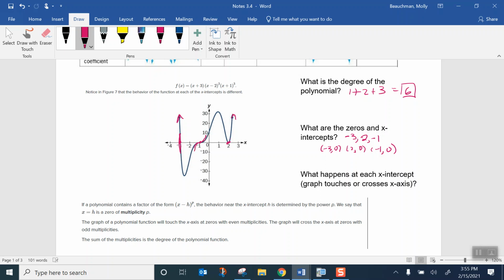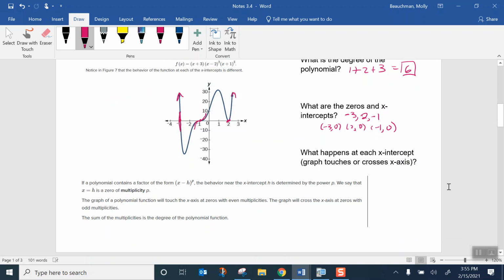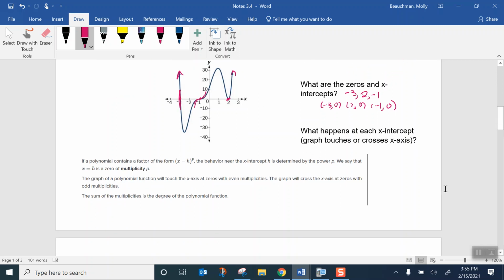So to summarize what that means, what happens at each x-intercept, the graph is either going to touch or cross the x-axis, and it depends on whether your degree is odd or even. So if a polynomial contains a factor of the form x minus h to the power of p, the behavior near the x-intercept is determined by that power p. We say that x equals h has a zero of multiplicity p. So in this case, the value 2 has a multiplicity of 2 because the power is 2. At negative 1, it has a multiplicity of 3.